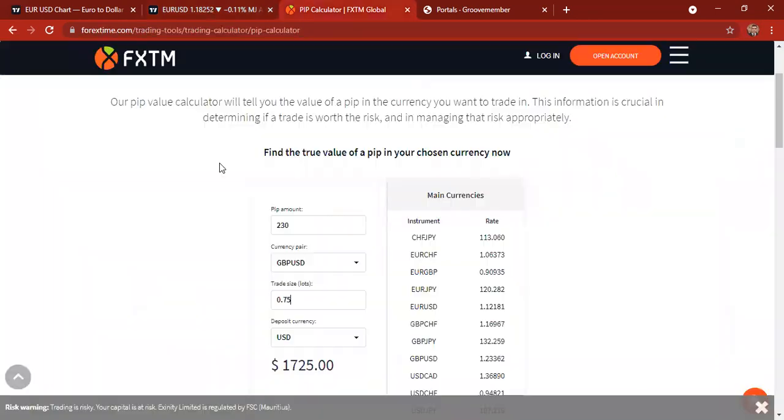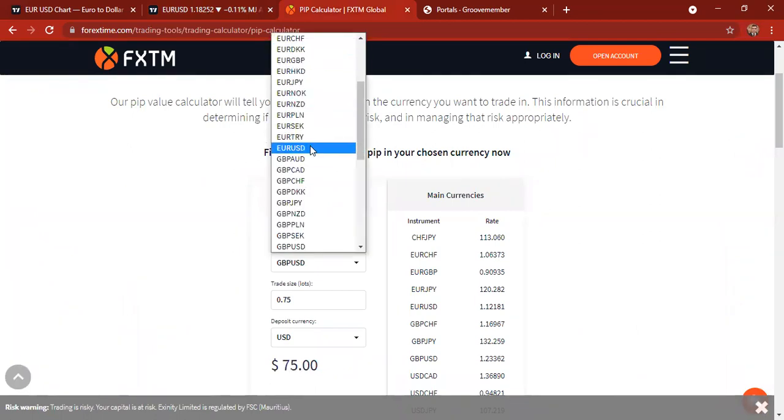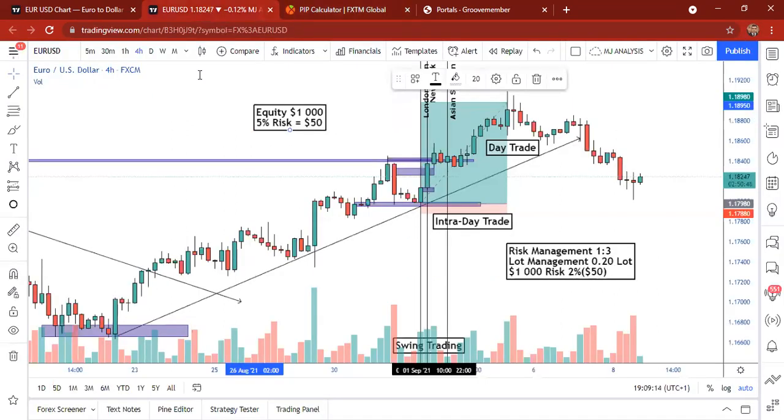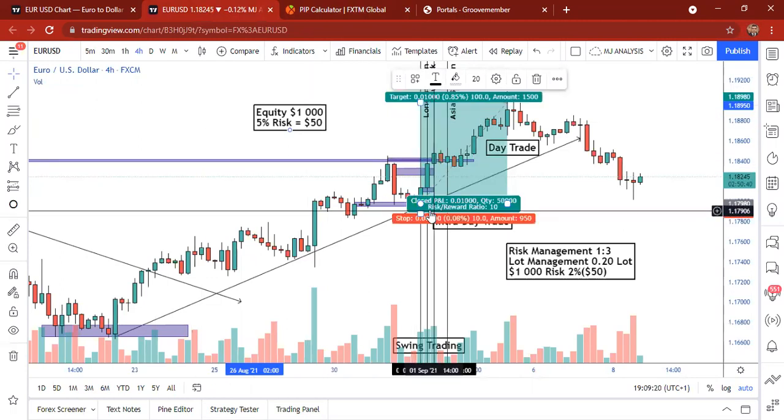That means if I have a 10 pip stop loss and I'm trading EUR/USD, for example, let's just quickly see, it's going to go on 0.5. I'll trade a 0.5 lot. Now, this is the thing about trading, is you can always see that you're going to make so much money, but you want to reduce the risk.